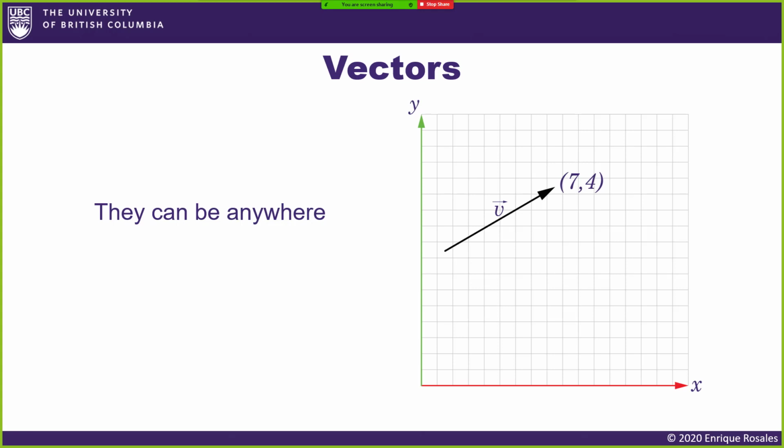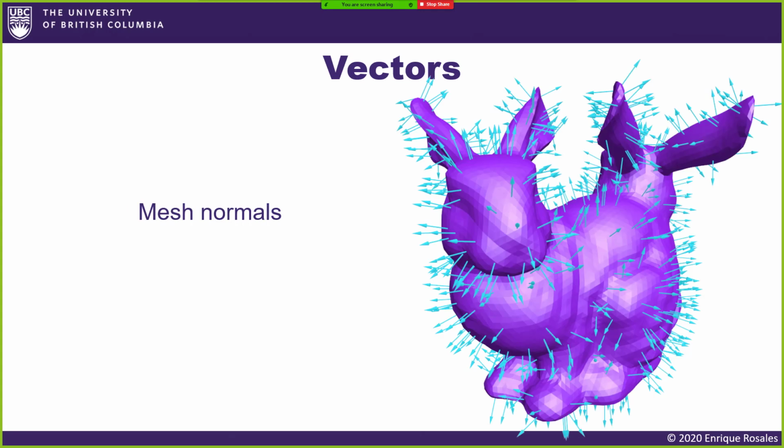Because, conceptually, vectors represent a direction. They have a magnitude and direction, so again, conceptually they can be anywhere, right? So let's take a look at this example. One of the most important vectors in computer graphics is the normals of a surface.